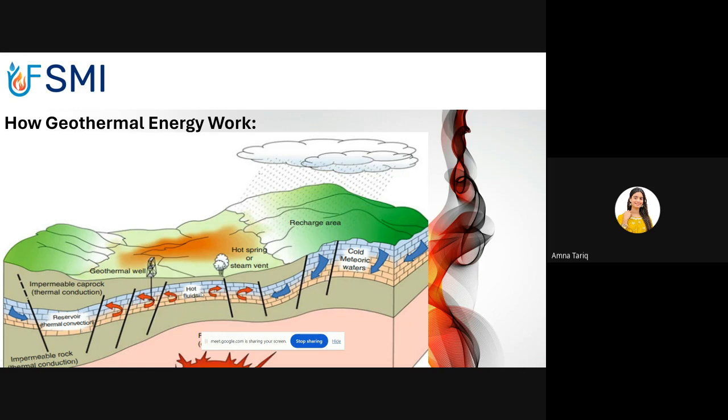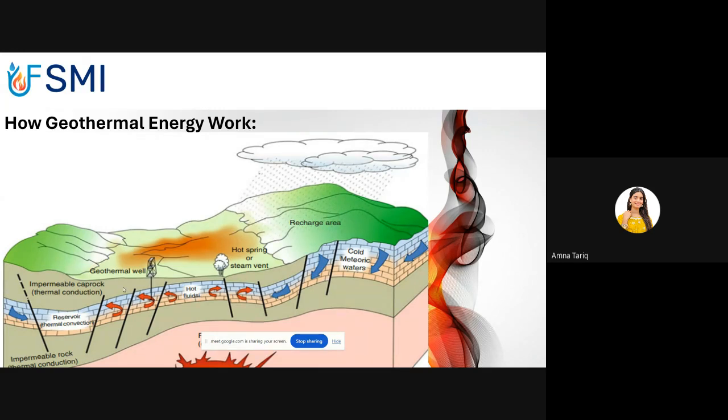Okay, so next we see this is a hot fluid. This is the hot water that is trapped in the reservoir. And next, after the hot fluids, you see, this is a geothermal well. This is a well that has been drilled down into the reservoir to tap into the hot water. The hot water can be used to generate electricity or for heating.